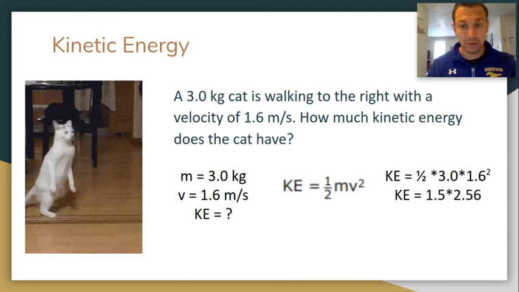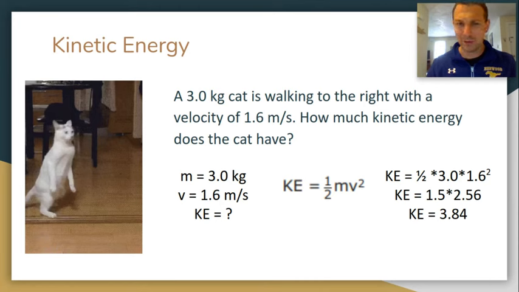I'm going to do that math with you here, and you can check it using a calculator if you have one handy. The kinetic energy is equal to 1.5 times 2.56, because 1/2 times 3 is 1.5, and 1.6 squared is 2.56. That gets us an answer of 3.84 for the kinetic energy.